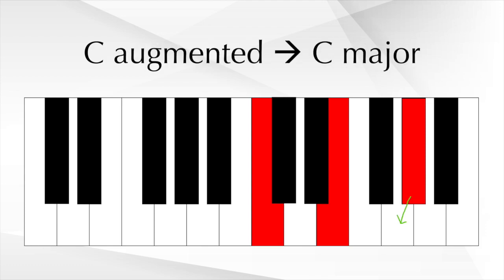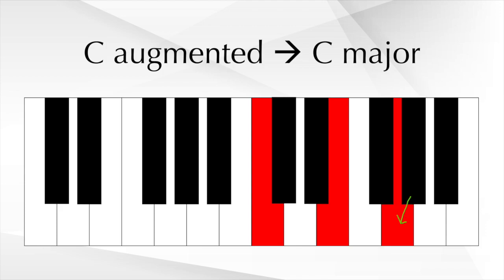Similar to the previous example, this goes both ways. To go back to the C major chord, we just need to lower the last note of the augmented chord, G sharp, by 1 semitone. And there, we have the C major chord again.